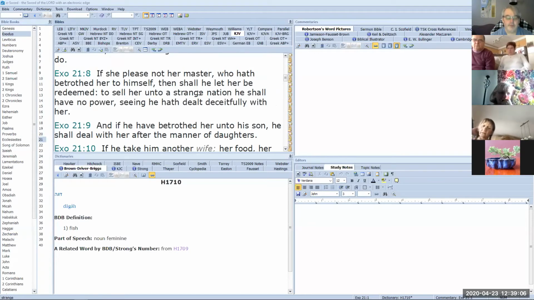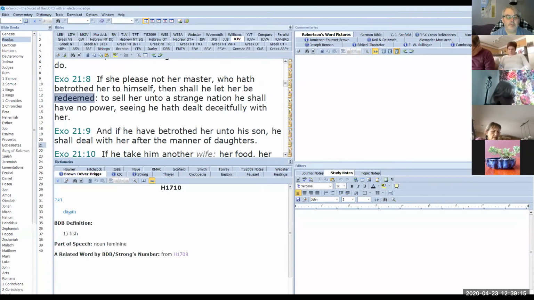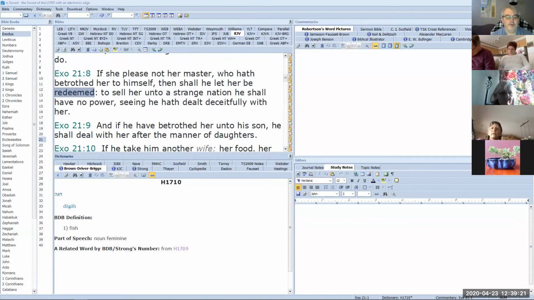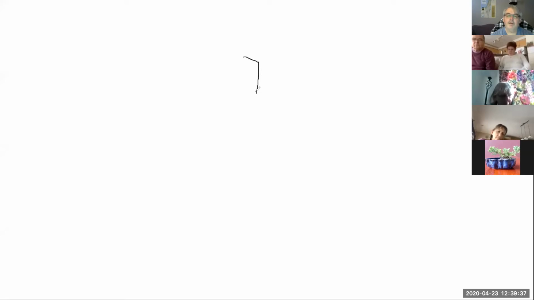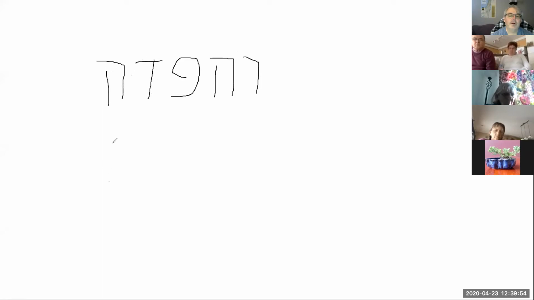So this is the one, redeemed. This word redeemed in Exodus 21:8. In the Hebrew, it's a vav, because it's 'and redeemed,' and the redeemed, literally, is what it says. I'll show you that in a second once I finish spelling it out here. So pada is the word for redeemed that's being used here. Pada is redeemed.